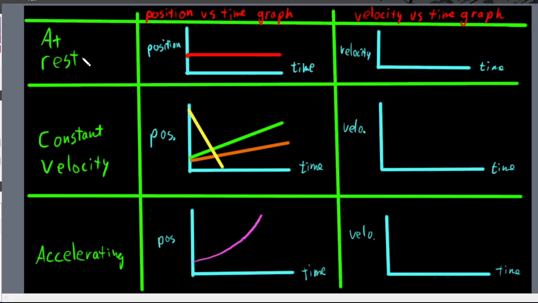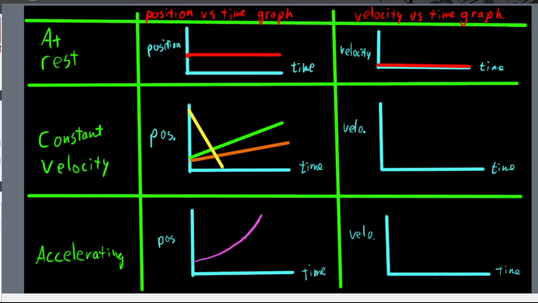Now, if it's at rest, what did we say its velocity was? 0. And so in this case, we need a flat horizontal line, but we need it right on the axis. Okay, and so that should be right on top of the x-axis because it is at the 0 mark. All right. So that is an object that has 0 velocity and maintains 0 velocity. So it's at rest. Now, what if it's maintaining a constant velocity?